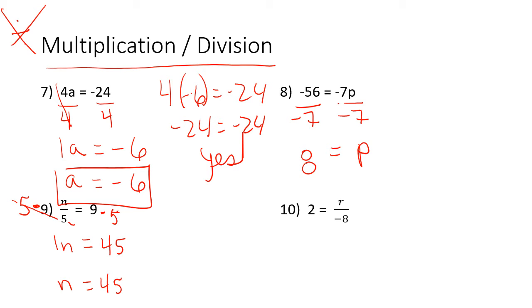Let's look at number 10. 2 equals r divided by negative 8. You see that it is r divided by negative 8, so the inverse operation is multiplication. We are going to multiply by negative 8 on both sides. On the right-hand side, the negative 8's cancel. We are left with r equals negative 8 times 2, which is negative 16. So r equals negative 16.